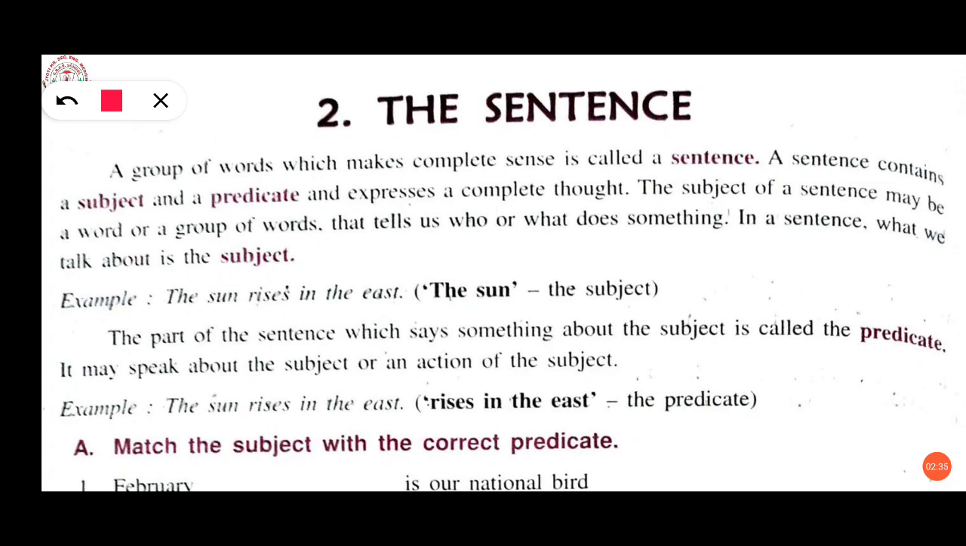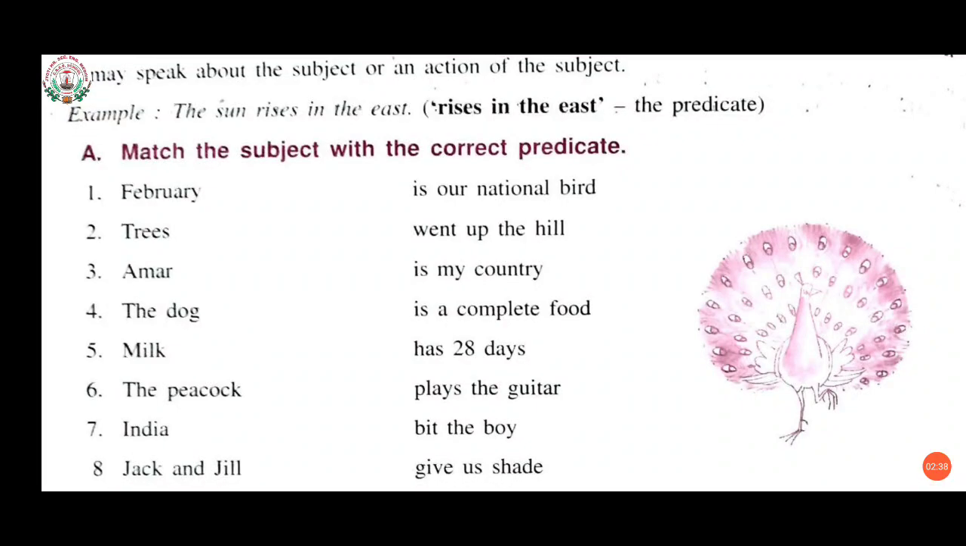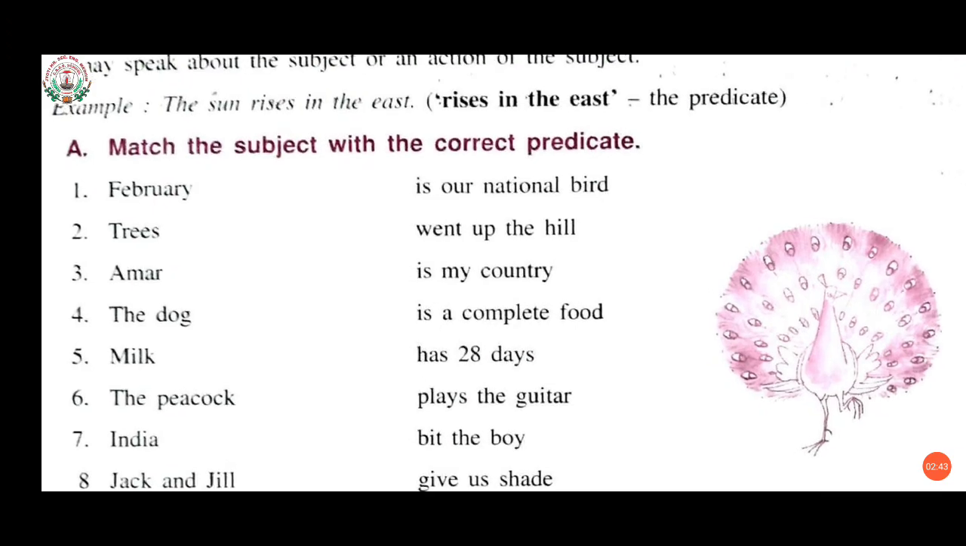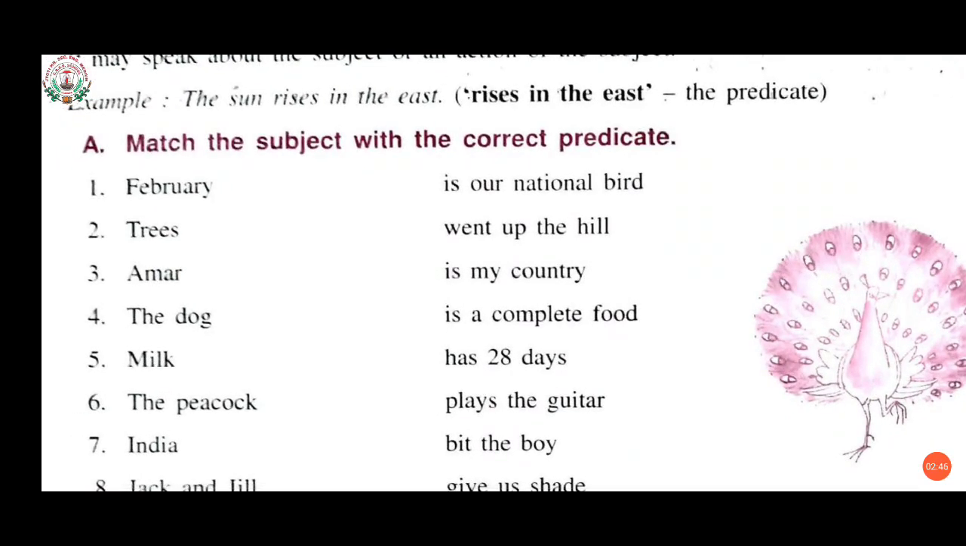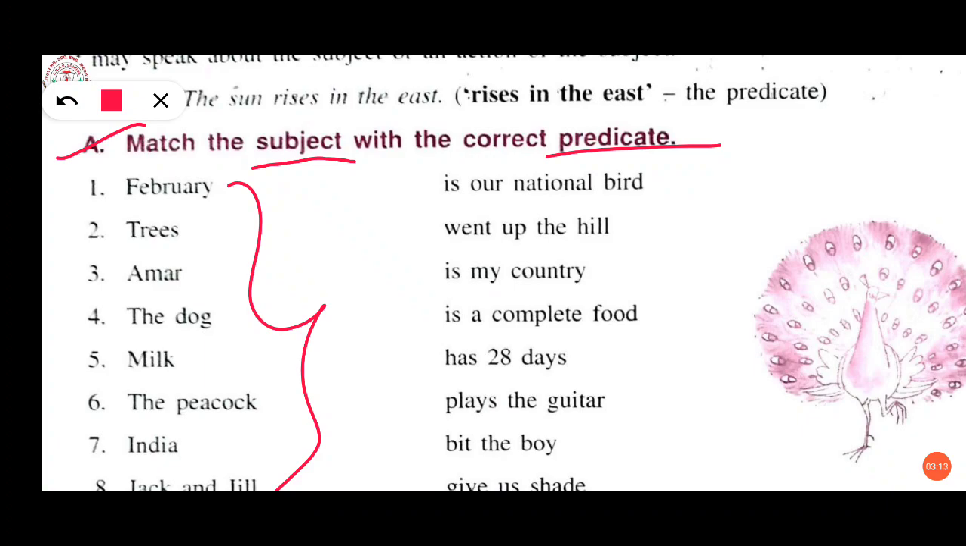Now students, we have to do the exercise. In the exercise, first question A1 is based on the sentence, that is the subject and predicate. It is based on a sentence that contains a subject and predicate. So here the first question is given. A1: match the subject with the correct predicate. Here the subject is given and we have to find the correct option to match the predicate.